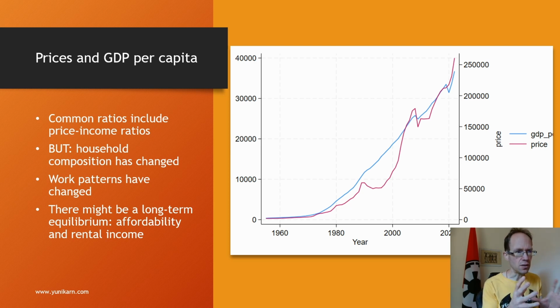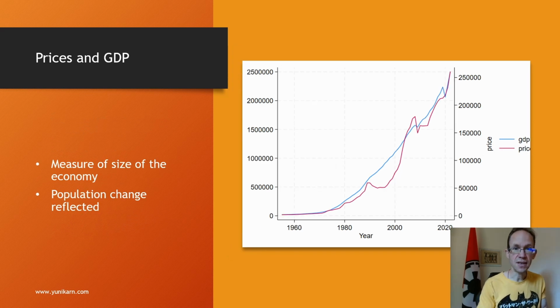So based on the patterns we observe, there might be a long-term equilibrium linking household income to house prices. This is plausible as income determines affordability and also rents. Next, we can look at the size of the economy. This also captures changes in population size. A quite similar pattern emerges.